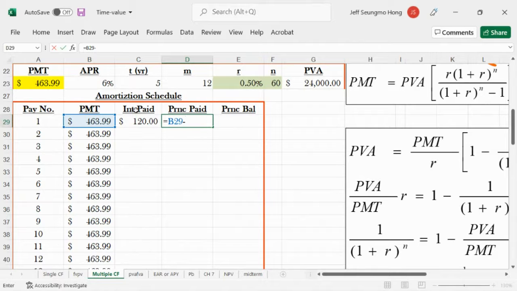So how do you say that? I already put B29 minus. Then what should follow? It's the payment minus interest paid. So that is the interest payment. B29 minus C29. Yes, yes, of course. Who said C29? Claudia.